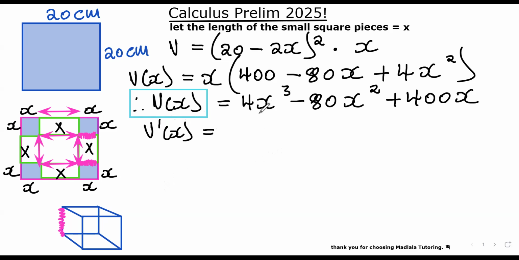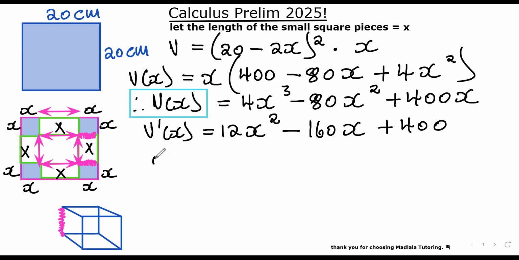So what's the derivative going to be? Easy. According to the power rule, well, you know how it works. You say 4 by 3, you get 12, you subtract 1. And then you say 2 by 80, well, that should be 160. And then, of course, the derivative of 400x will just be 400. Then the next thing we need to do is to equate our derivative to 0.